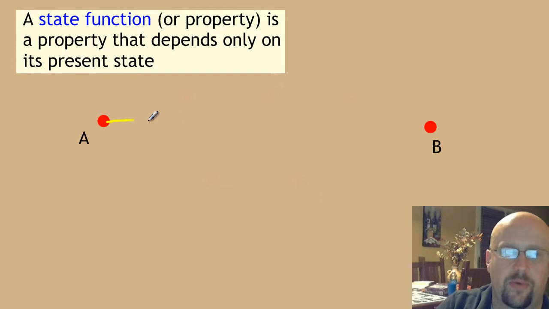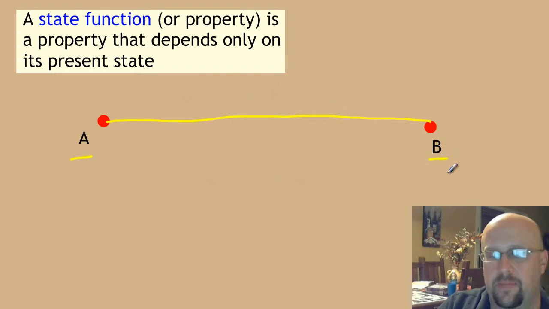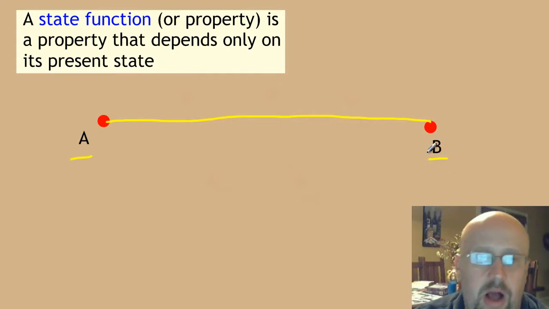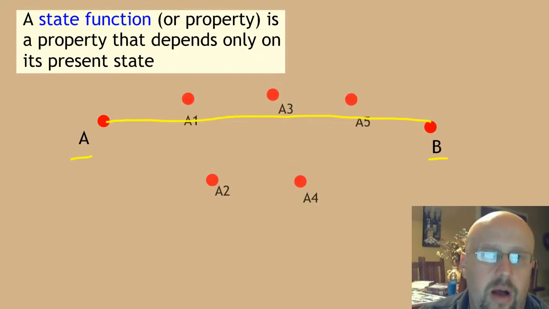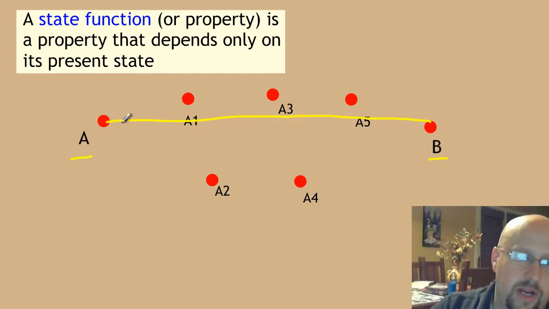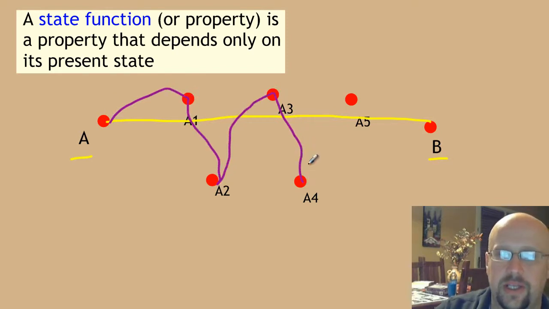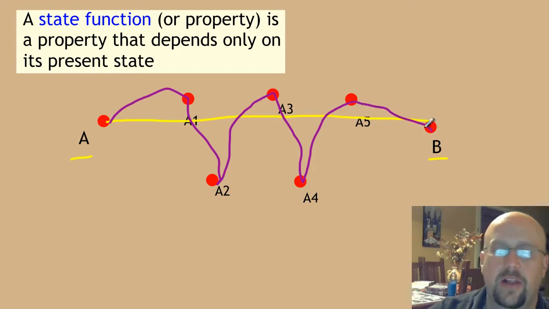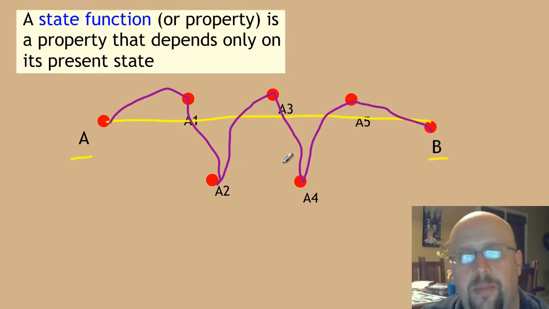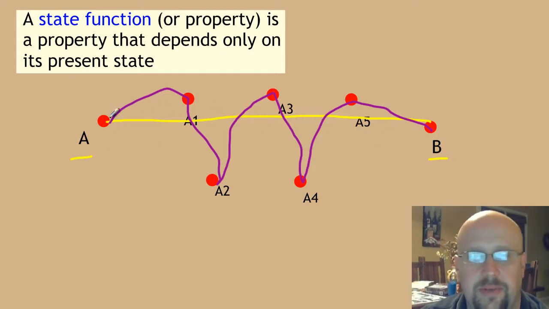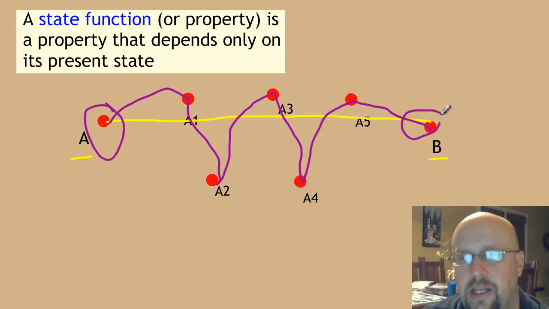What this means is if I'm going from point A to point B, all that matters is that I started at A and that I ended at B. It doesn't matter if I had to make a whole bunch of steps in between. Well, let's say that something wasn't a state function. Then I would start here at step A, go to A1, to A2, to A3, to A4, to A5, and then finally I would get to B. For some properties of matter, it doesn't matter that I had to take all these steps. All that matters is that I started here and ended here. And for others, it matters a lot that I had to go through all of these different steps.